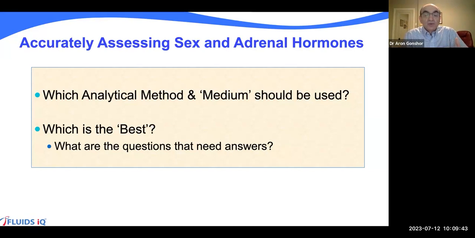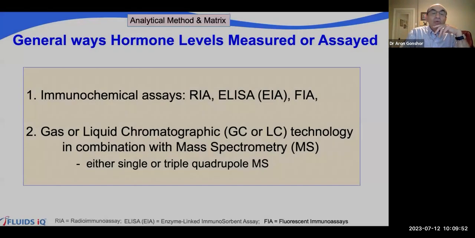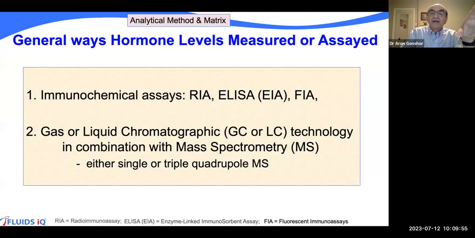And if you're looking at the word best, what are the questions that you're trying to answer? What does best really mean? Best may be different things for different situations. Well, we do know that there are 2 major ways in which you measure or assay hormone levels. Very well known, all of these. One is the immunochemical way, RIAs, ELISA, which many of you may be familiar with as an acronym, FIAs, which is fluorescence, and RIA, of course, is using various types of radioisotopes, etc.